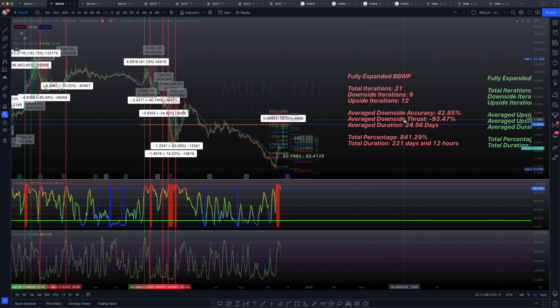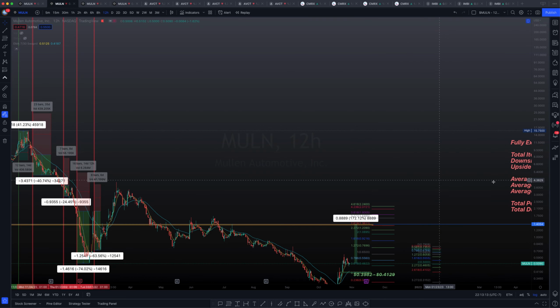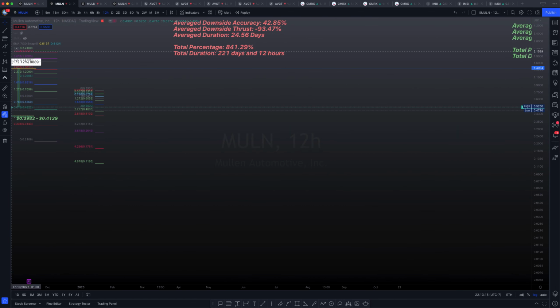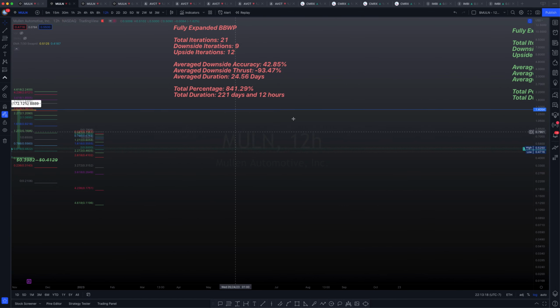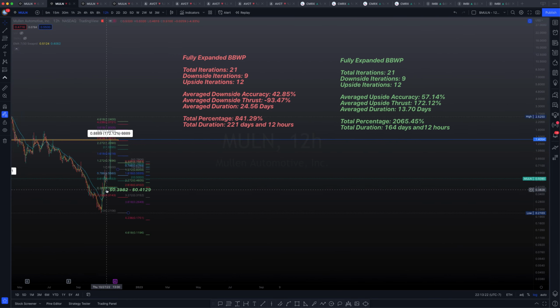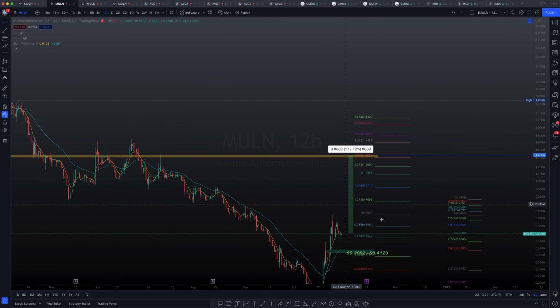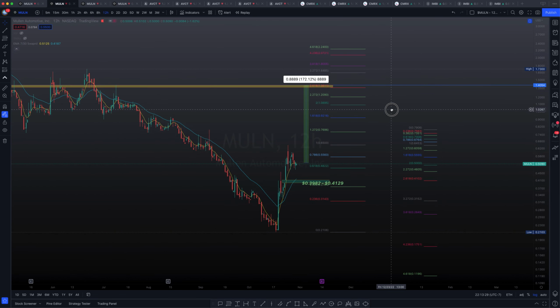Know that these are statistic metrics and they are not certainties. This is just back testing historical and statistical volatility so that we can create an averaged mean for us to be able to evaluate desired targets or desirable targets. So let's apply the bullish scenario right here. We're looking at an average upside thrust of 172.12%. Let's apply it to our current position and see what that gets us.